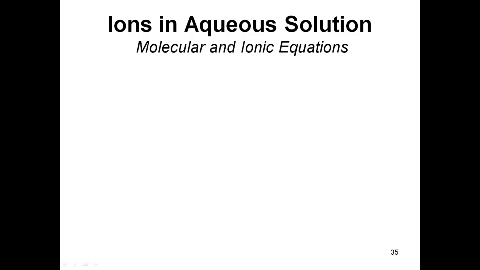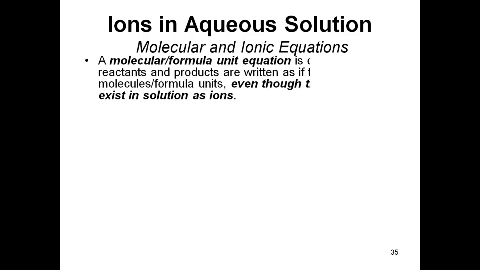The ultimate goal is to do a balancing of a redox equation, but before we can get there, we're going to learn how to write regular equations. So the first thing we're going to talk about is the molecular or formula unit equation. Okay, this is one in which the reactants and products are written as if they were molecules or formula units, even though they may actually exist in solution as ions. So it's not how it is in solution, basically it's formula unit. It's your normal balancing equation that you've done back in Gen Chem. Okay, you're writing your reaction and balancing it off and putting the states as well.